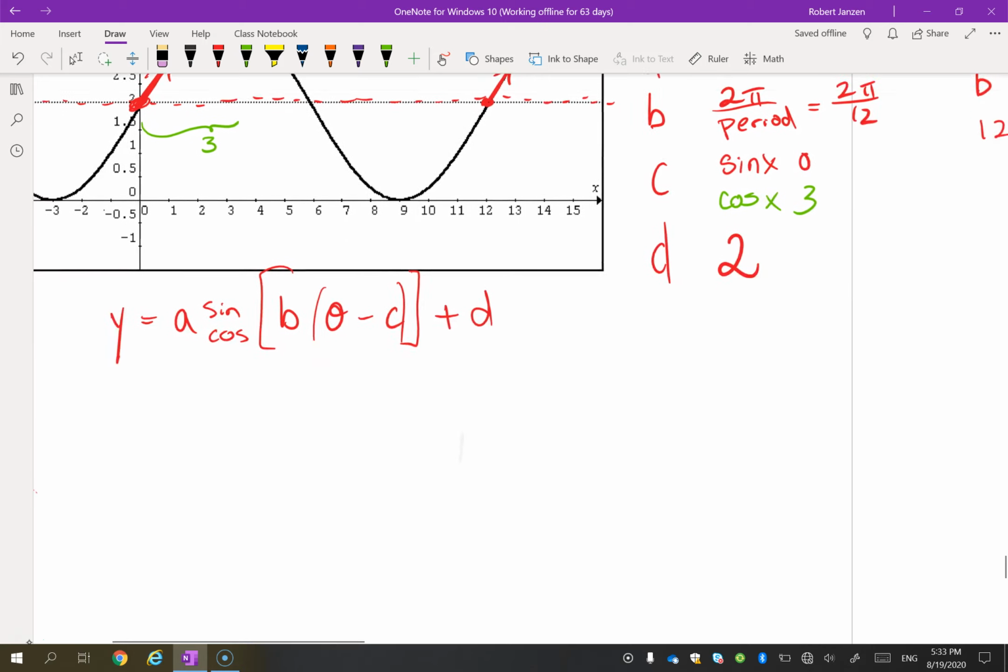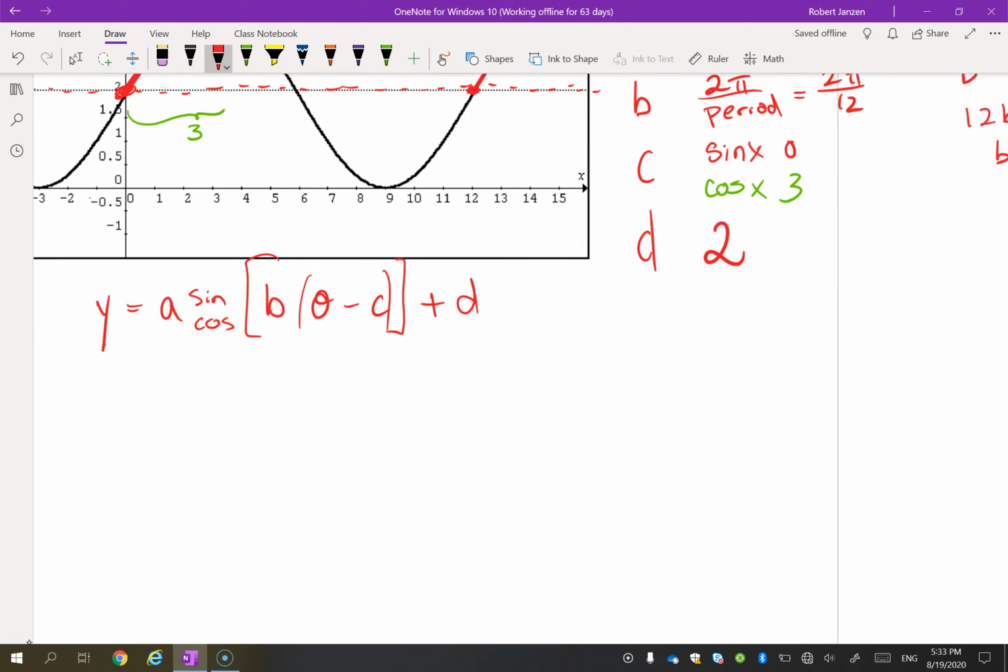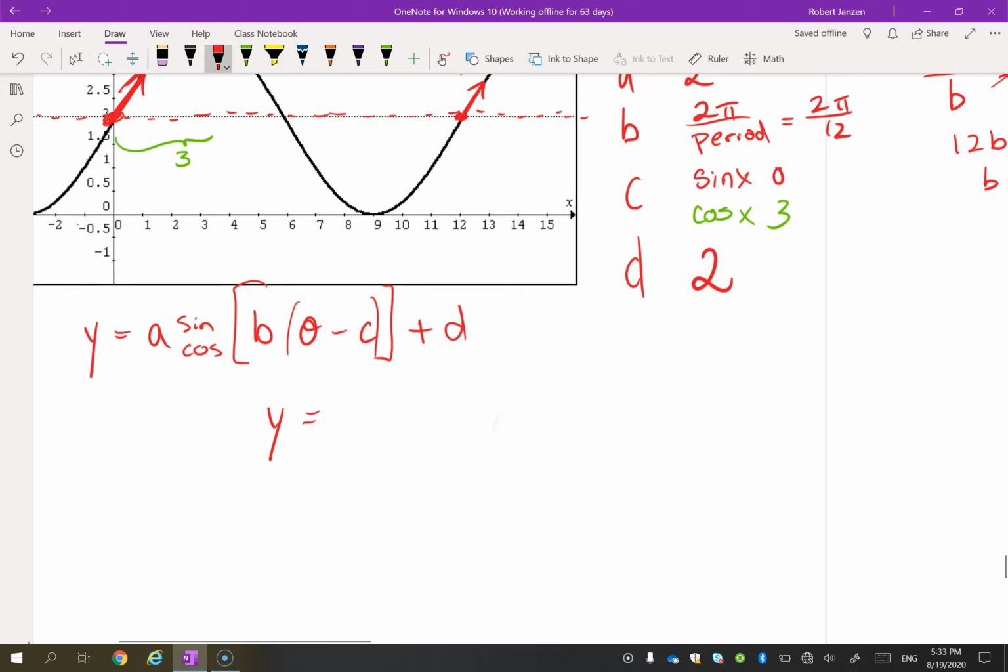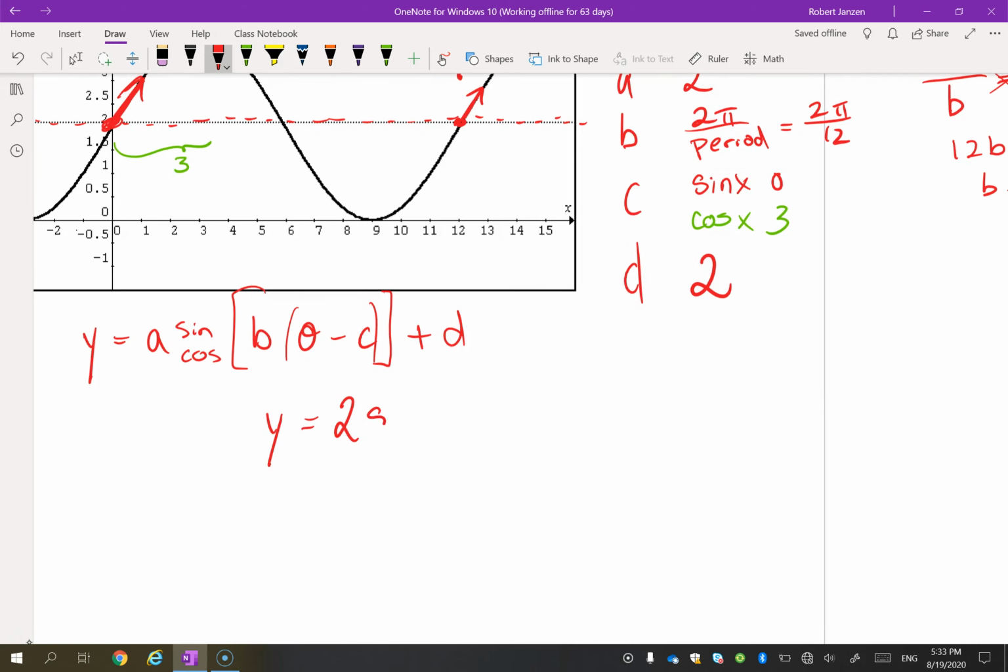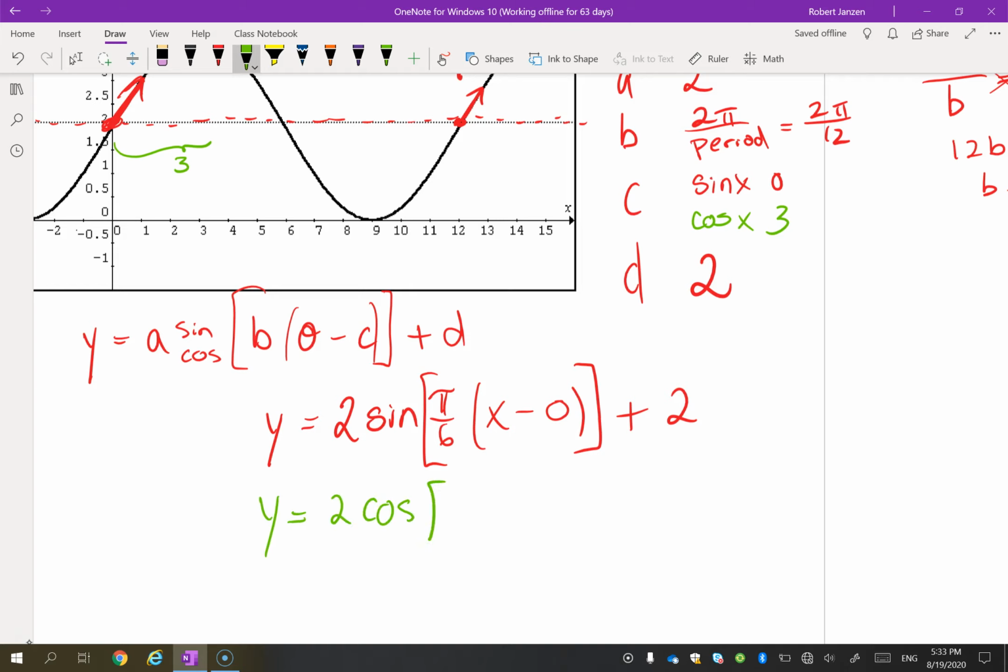Now let's write the equation. For the sine graph, we're going to have y is 2 sine. Now 2 pi over 12, let's write that as pi over 6, x, and for sine the phase shift is 0. And then let's write the cos graph. Everything will be the same. The only thing that's going to be different is the phase shift.